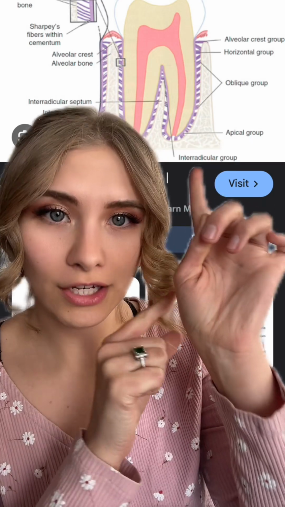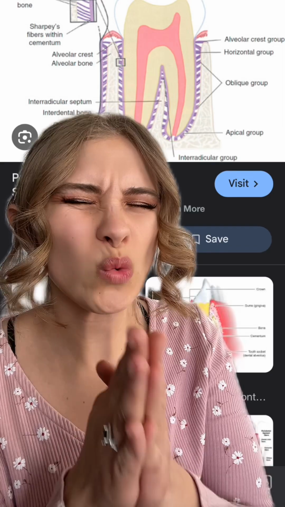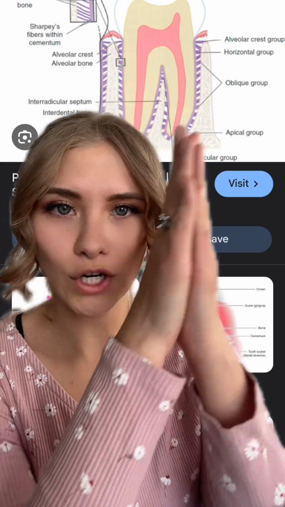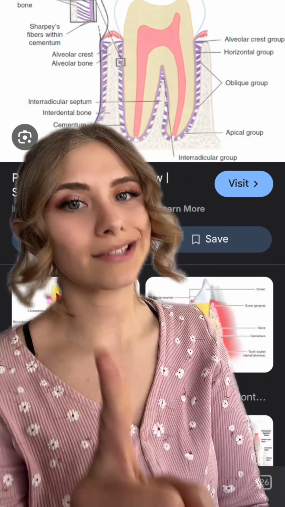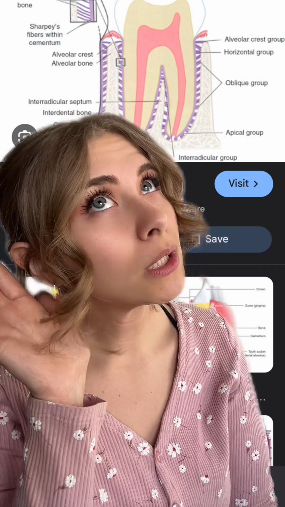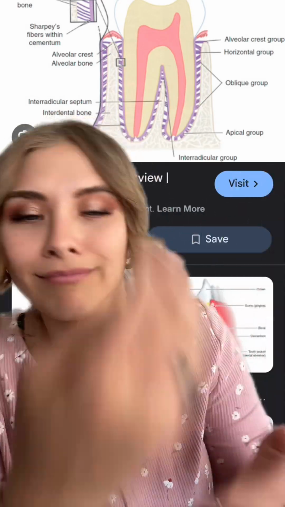Next, interradicular. Know that interradicular is only going to be in furcations. What teeth have furcations? Molars, and some premolars. Which ones? Maxillary. Inter, in between. Think about it.